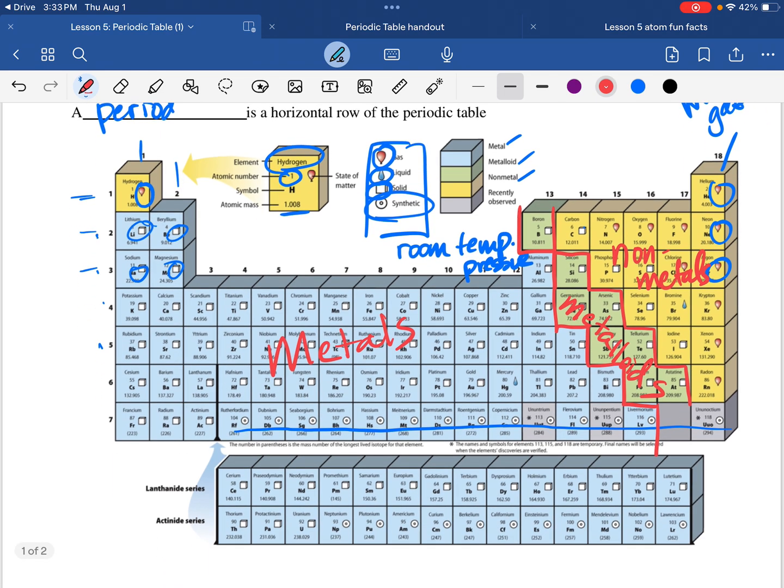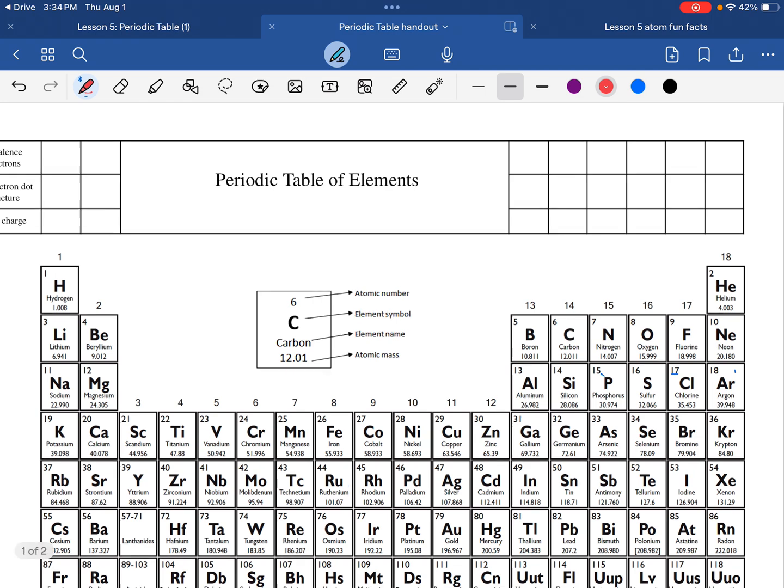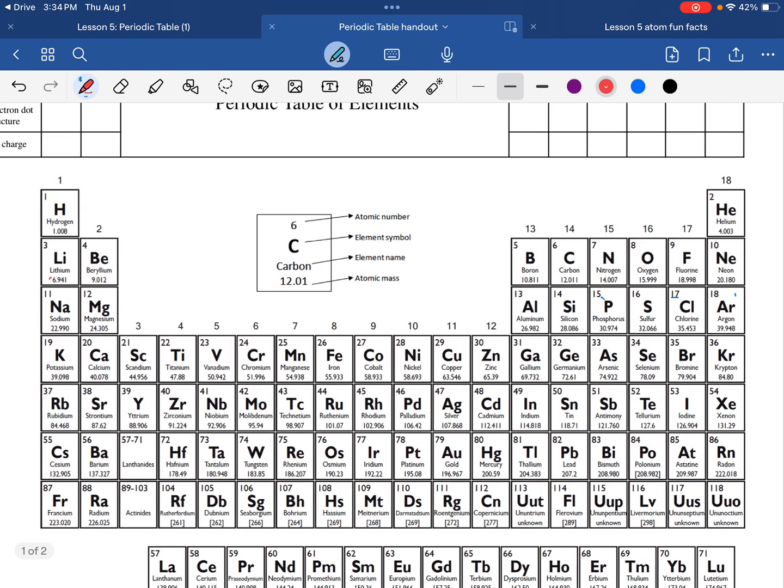So in the video and questions embedded in the video, you're going to answer questions. You're going to try to find a few elements and state whether they are metals or nonmetals, and then what their states are in room temperature and pressure. And I know this periodic table is kind of hard to read. You might choose to combine it with your periodic table handout, which is easier to read, where you can see the full name and everything.